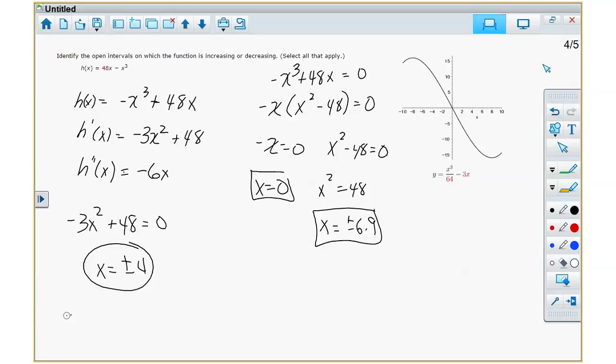So draw your handy dandy number line. And we got a negative 4 here, and of course that's 0. I don't put it because I don't want to think that 0 is a critical point. And 4, so there's your critical points, or critical values, whatever book you're looking at. Let's see what 0 gives us. 0 plus 48 gives us what? Positive.